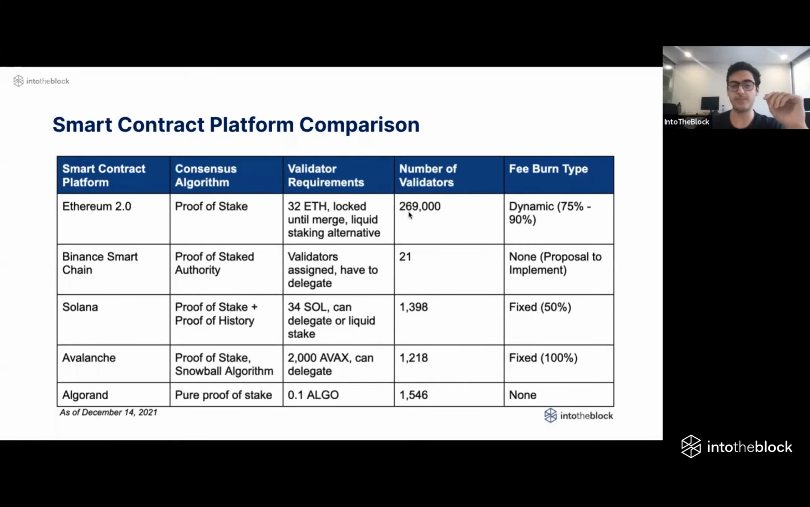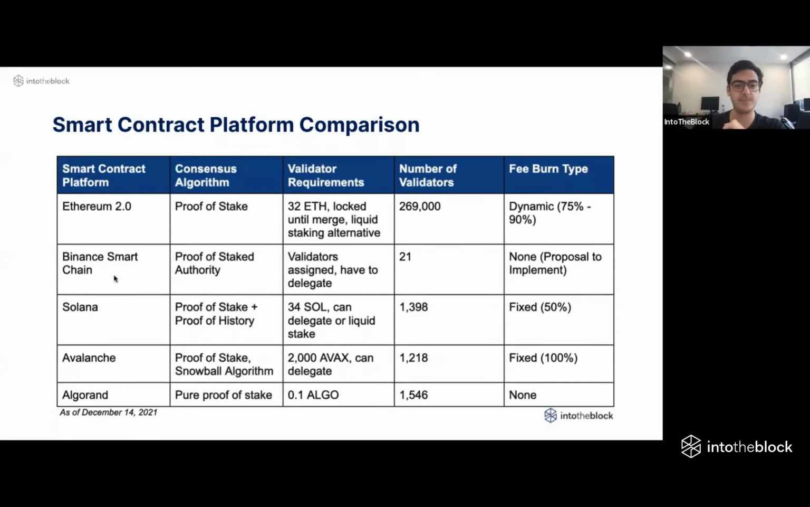So right now, as of data from the ETH2 site, there are 269,000 validators. And another key characteristic that's becoming a main proposition for fueling the value of the security of the underlying network is the fee burn mechanism. Ethereum has deployed, with EIP-1559, a dynamic fee burn that ranges between 75% and 90%. I also have an article that dives in depth into all of this, in case you guys are interested. You can check it out on my Medium page.